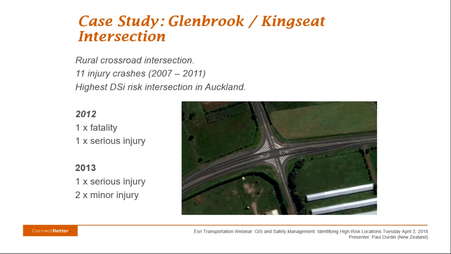Very shortly afterwards, there was a fatal crash and another serious injury crash, which then followed another serious injury crash in 2013 and 2 minor injury crashes as well. Now, Auckland Transport knew that this intersection had a safety problem, but as budgets were tightened around this time, an intervention for this intersection was put on the back burner, and other improvements on the network were deemed to have a higher priority. So this was really a telling exercise in the predictive capability of this approach.